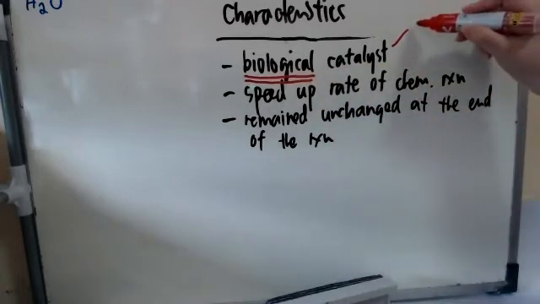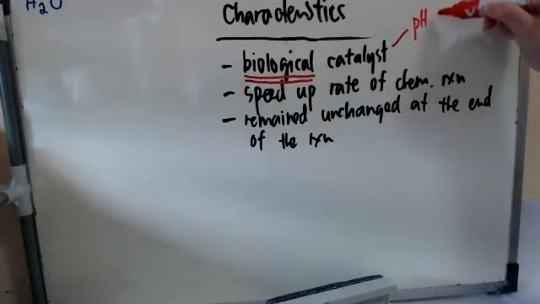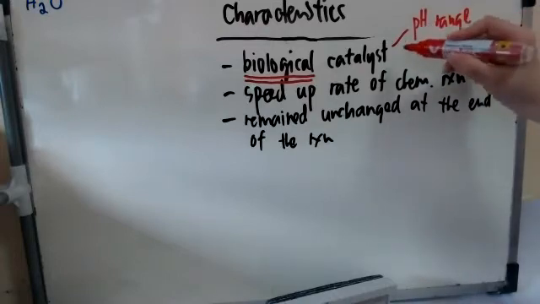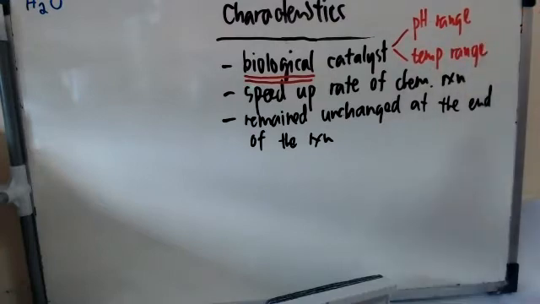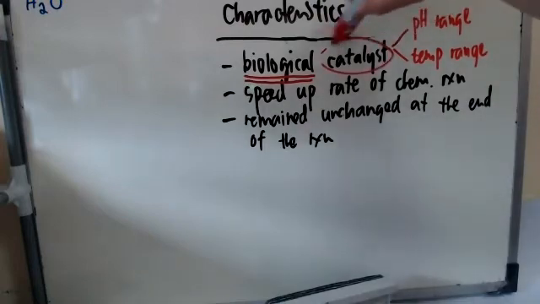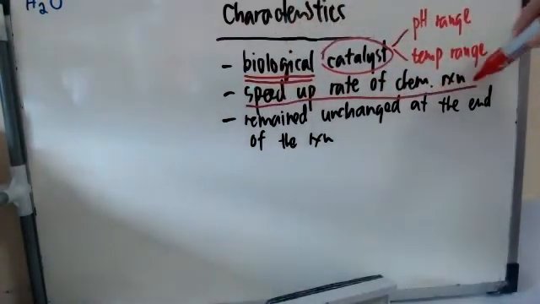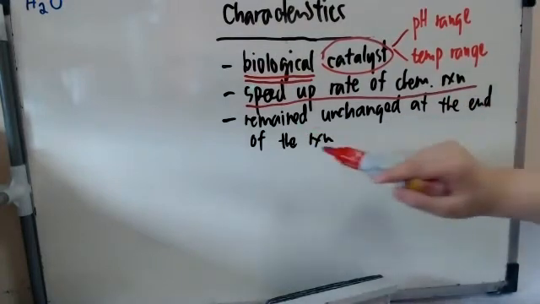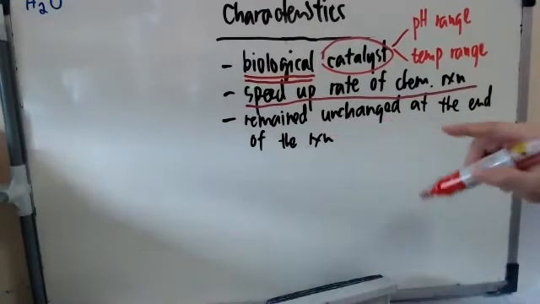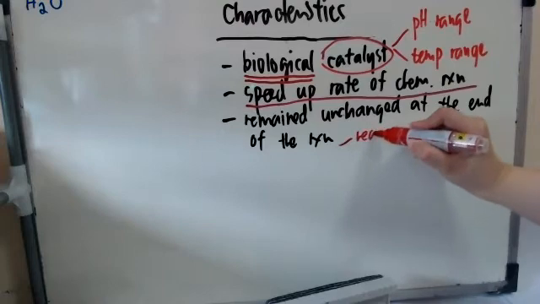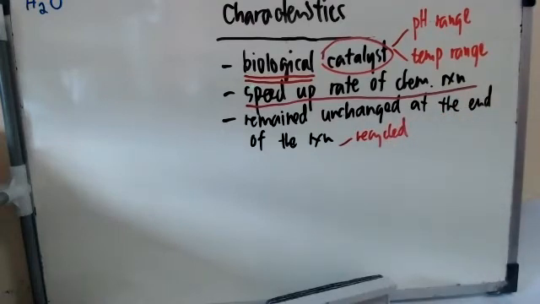So biological here means they work best within a certain pH range and work best within a certain temperature range. Catalyst here means speed up chemical reaction. So it's already mentioned over here. Remain unchanged at the end of the reaction here implies 2 things. If it remains unchanged, then it can be recycled. Right? Because after the reaction, you're going to get back the enzyme. So of course you're going to reuse it, right? You won't go and destroy it, correct?